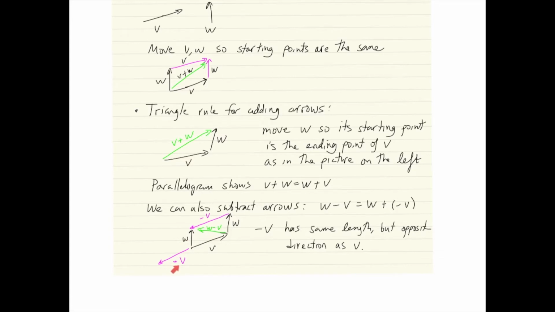Well, how do we do that? We move this vector negative v to the ending point of w. So in this picture, apparently what I've done is move w over here, and then followed w by negative v. And so this is what w minus v is. It's the arrow that starts here and ends here, shown in green.